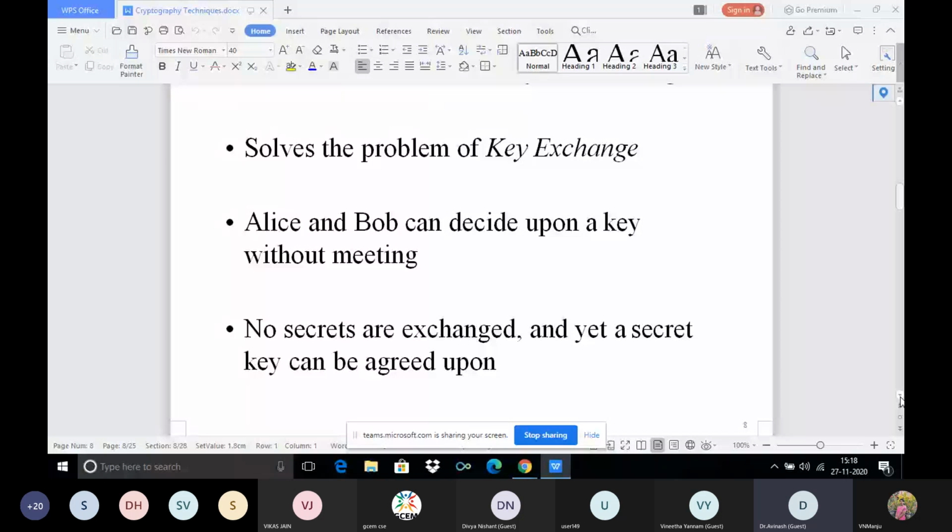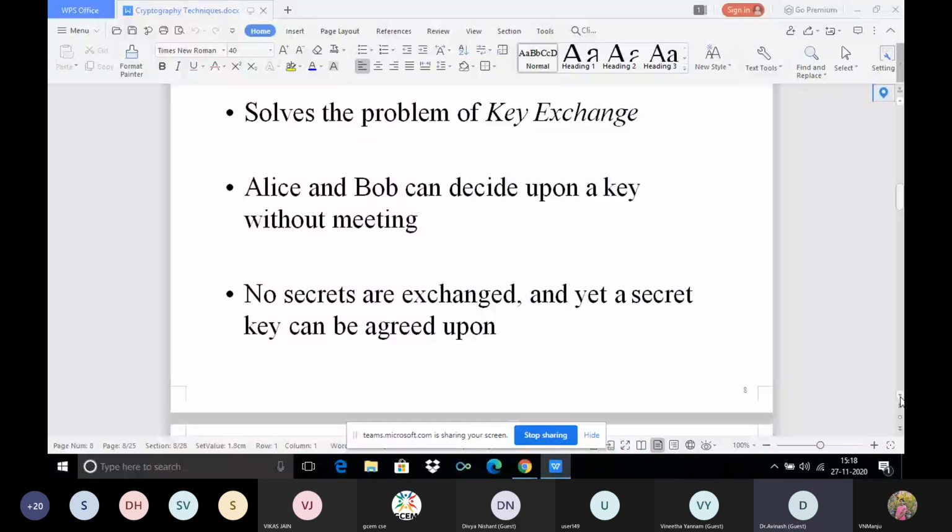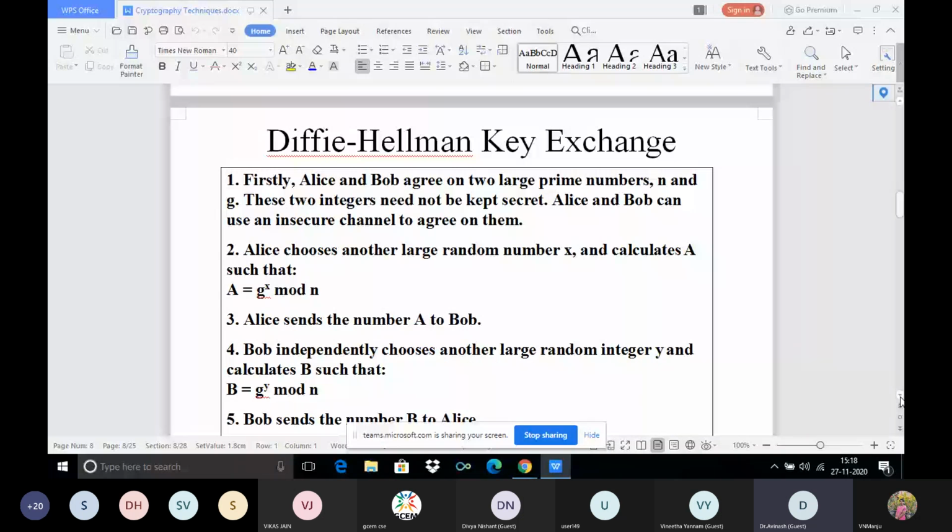So this is something which is called a mechanism in which both the sender and receiver have to agree on a particular key. Then only this particular technique is beneficial. When we talk about this technique, firstly we say that Alice and Bob are the two parties, the sender and receiver, and they agree on large prime numbers, say n and g, and these two integers need to be kept secret.